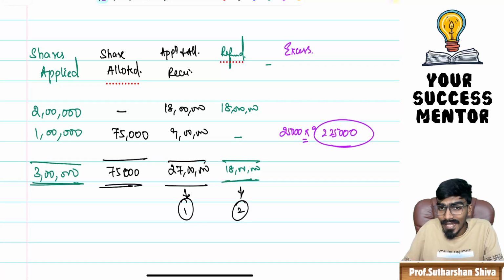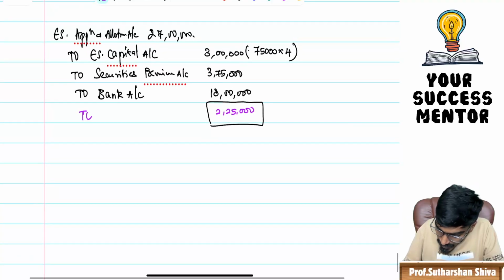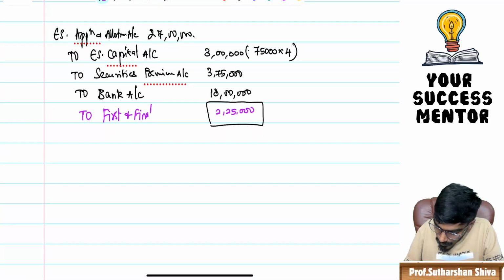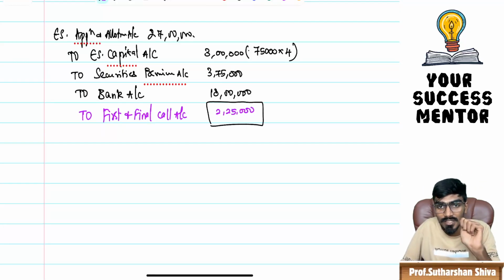25,000 you are having in excess. So where are you going to adjust that? To the first and final call. Previously you were adjusting excess money in allotment. Now the allotment application money is already given, so you are adjusting towards the first and final call.